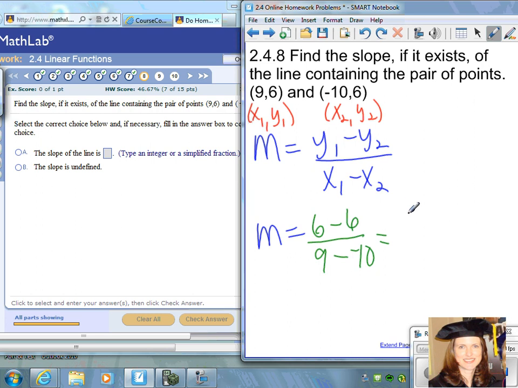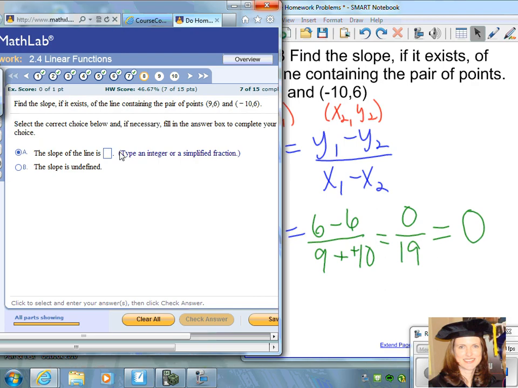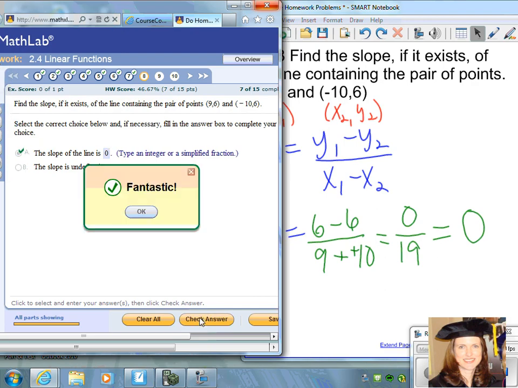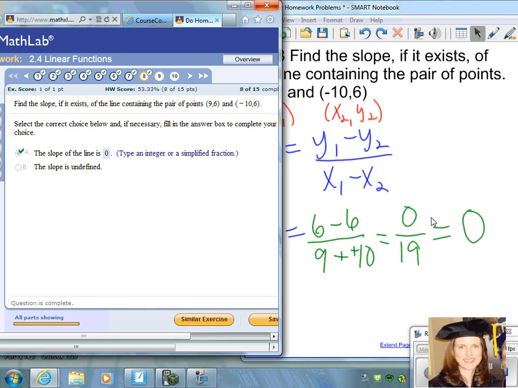In the numerator, we get 6 minus 6, which is 0, divided by 9 minus a -10, that's the same thing as 19, and 0 divided by 19 is 0. Now, the slope of this line is 0, and you should see that if you have a 0 in the numerator, the slope is going to be 0. But if you have a 0 in the denominator, the slope is undefined. You cannot have a 0 in the denominator.